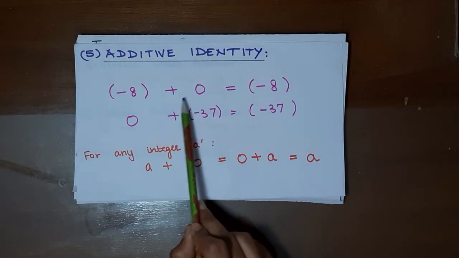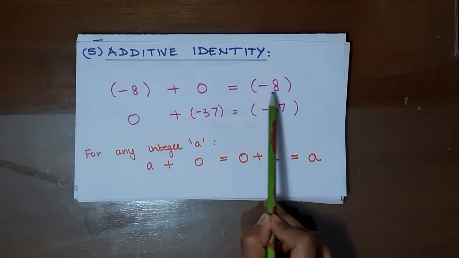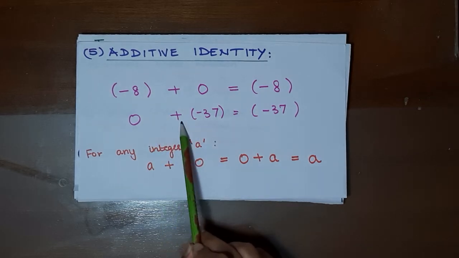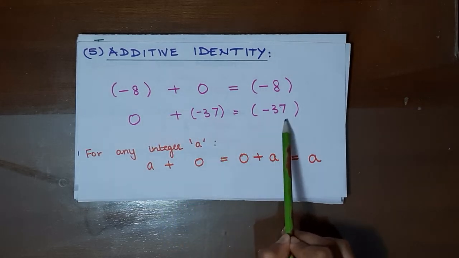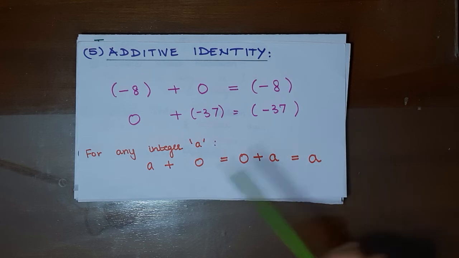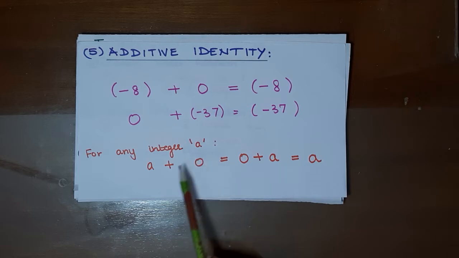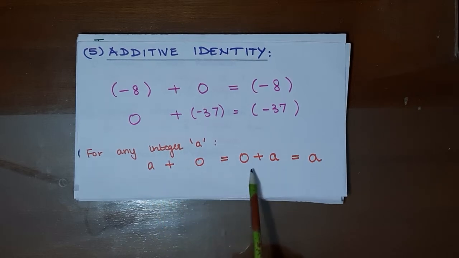Minus 8 plus 0 equals minus 8. 0 plus minus 37 equals minus 37. What can we conclude from this? We can say that for any integer a, a plus 0 is equal to 0 plus a, which is equal to a. Therefore, 0 is the additive identity for integers.